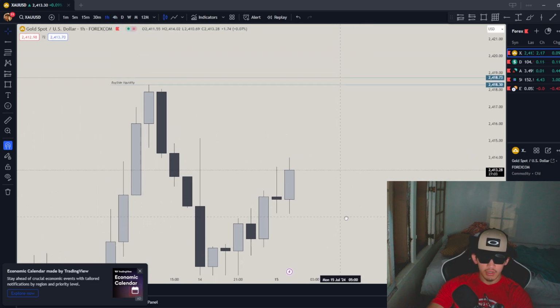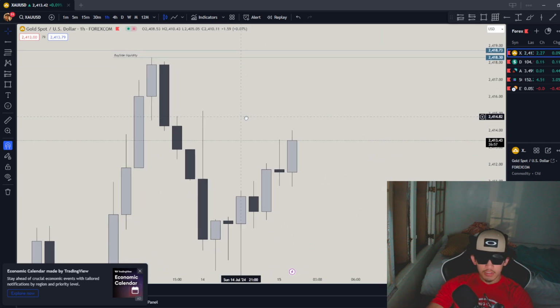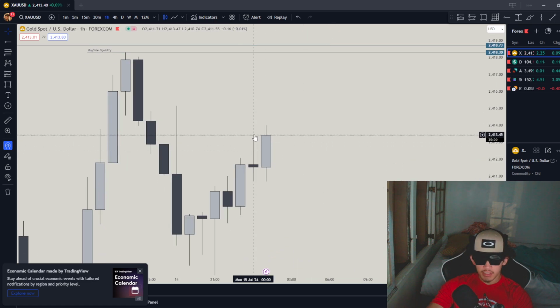The hourly time frame, what's wrong looking at the hourly time frame? To me, the hourly time frame drawn liquidity looks like it's bearish. If this closes below this wick, it looks like a bearish drawn liquidity. So I'm mainly looking for a super liquidity.